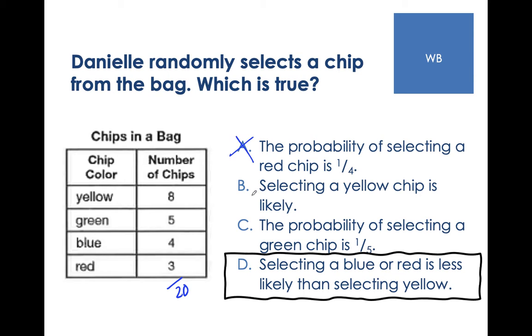The probability of selecting a yellow chip is likely is also not true because 8 out of 20 is less than half. The probability of selecting a green chip is 5 out of 20, which is actually 1/4, not 1/5, and so D is the only possible option there, that blue or red is less likely than selecting yellow.